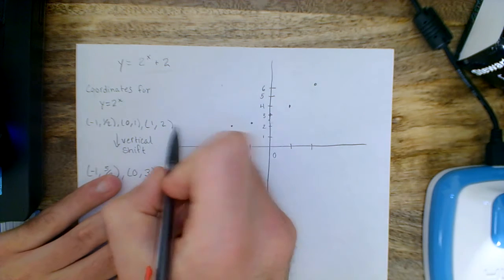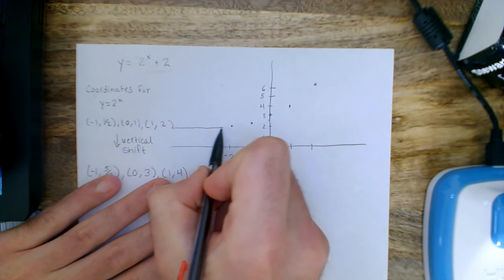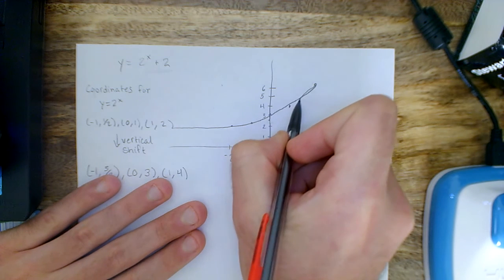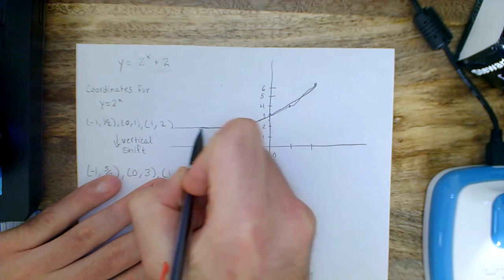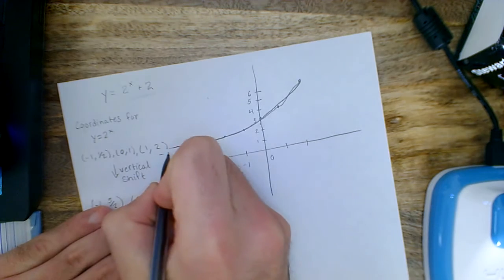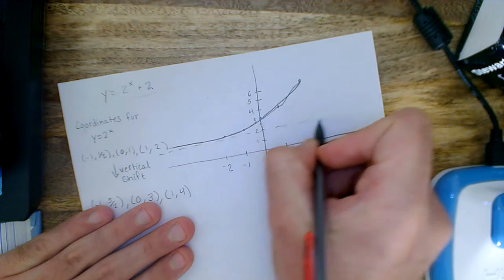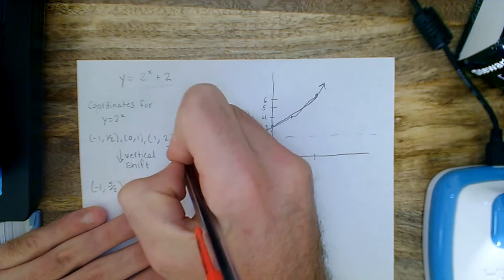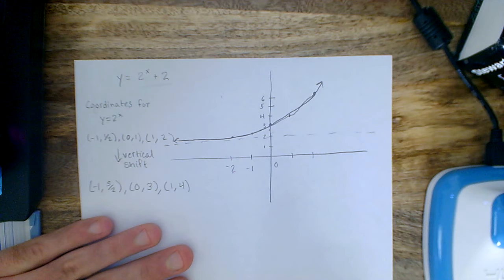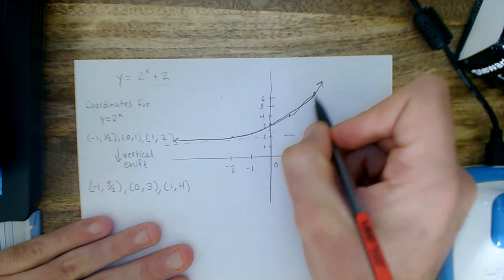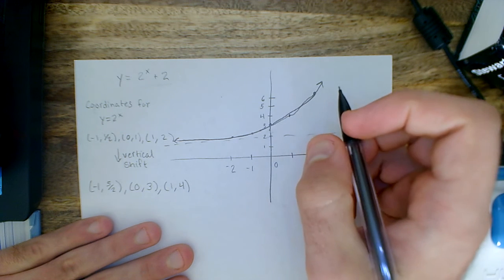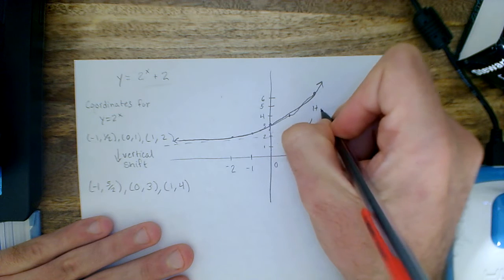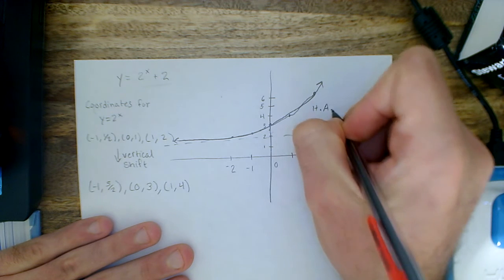Okay, so the graph ends up having a horizontal asymptote at y equals 2. And this goes on. These coordinate points are on there, it just doesn't stop. So this is a horizontal asymptote.